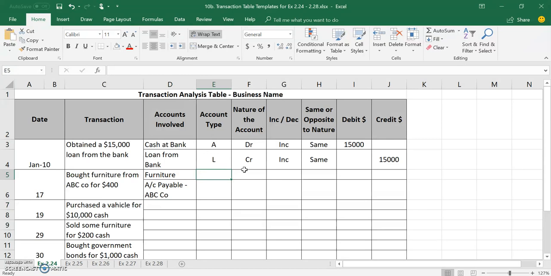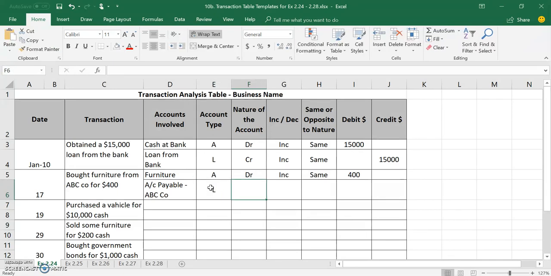My furniture is an asset, which is debit in nature, okay, and I'm buying that asset, so it's going to be increasing. If it's increasing, it's going to be the same as its nature, and I bought that for $400, so I'm going to put that $400 in the debit column. Okay, my accounts payable is a liability.